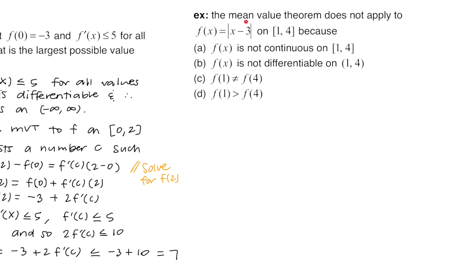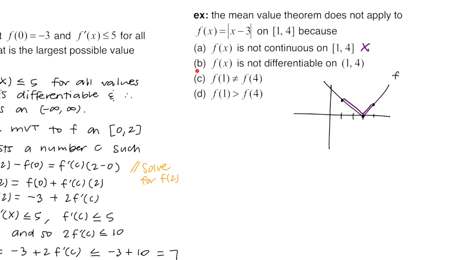This example says the mean value theorem does not apply to f of x, which equals the absolute value of x minus 3 on the closed interval from 1 to 4 because we have these four answer choices. F is the absolute value of x minus 3, so I have our absolute value graph that's been shifted to the right 3. So this is our graph for f, and you have these different answer choices. Answer choice A says f of x is not continuous on the closed interval from 1 to 4, and you can see that the graph is continuous from 1 to 4, so answer choice A will not be one of our answers.